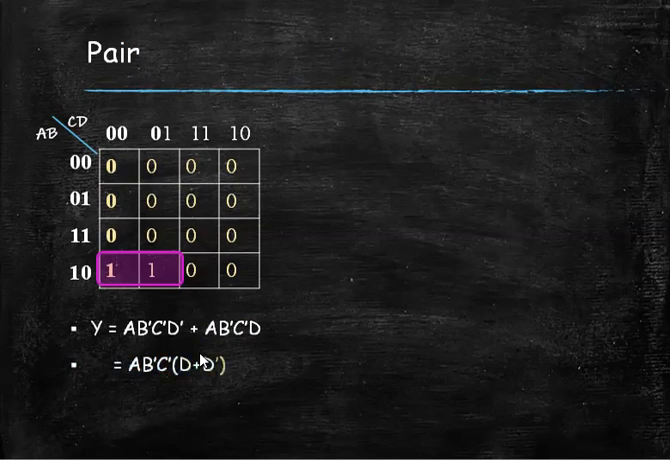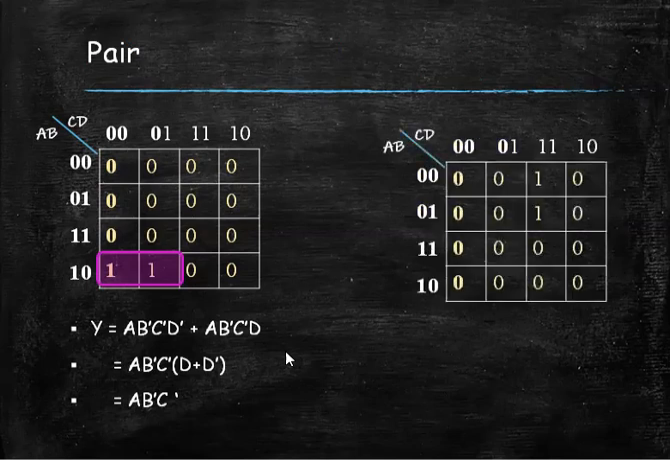When using the Boolean algebra, A, B bar, C bar, D or D bar, that must be equal to 1. Then we obtain A, B bar, C bar. Look at here, A, B bar, C bar. Okay. Then the next one. Here, these two ones, that is vertically, a vertical pair.